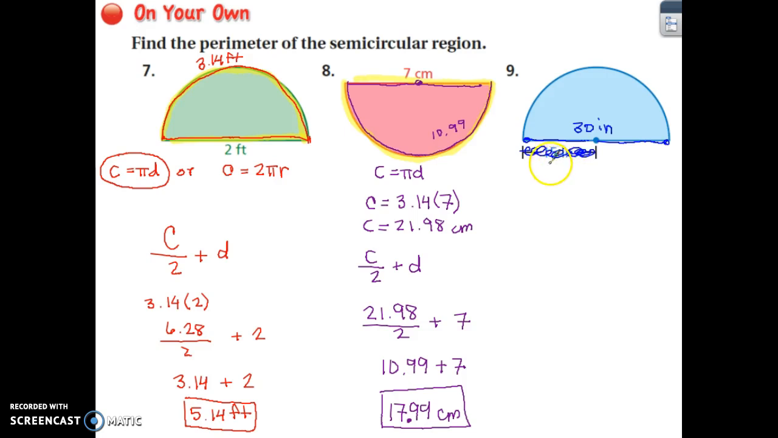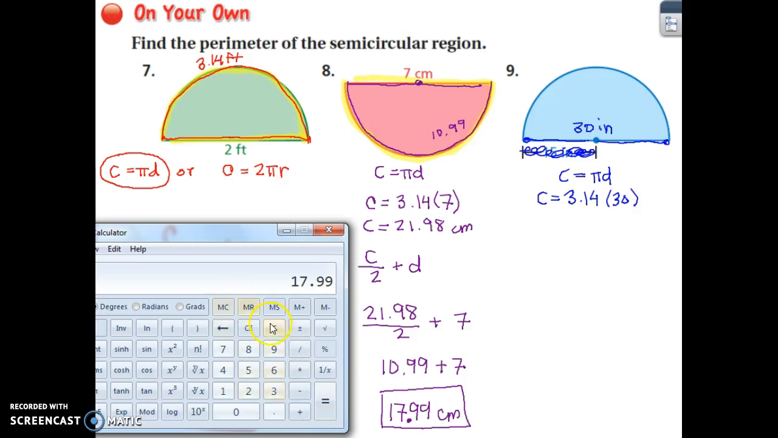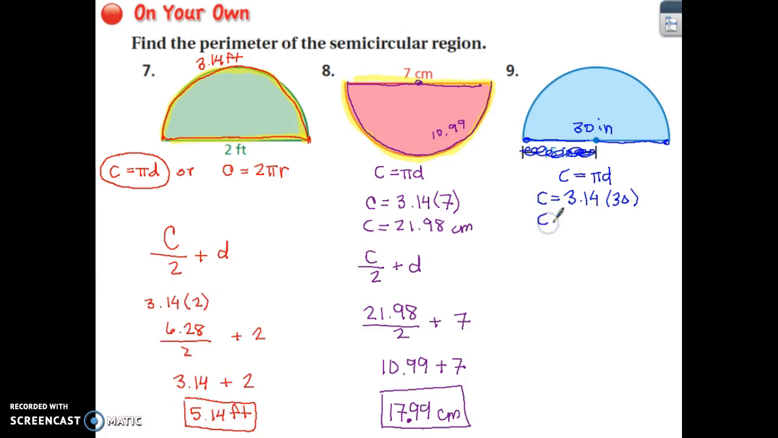First thing I'm going to do is choose my formula. Since I have the diameter of the circle, circumference equals pi times diameter. And now to find the circumference of the whole circle, circumference is equal to 3.14 times the diameter, which is 30. Getting out a calculator, 3.14 times 30 is equal to 94.2. So my entire circumference of a whole circle is 94.2 inches.